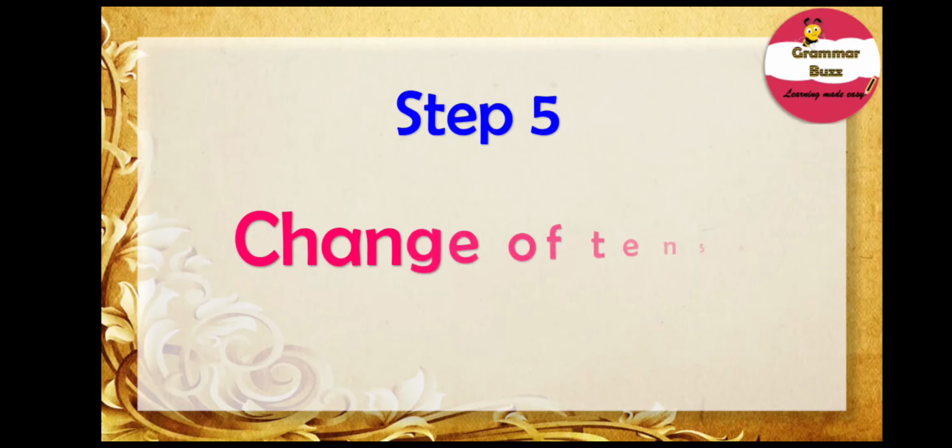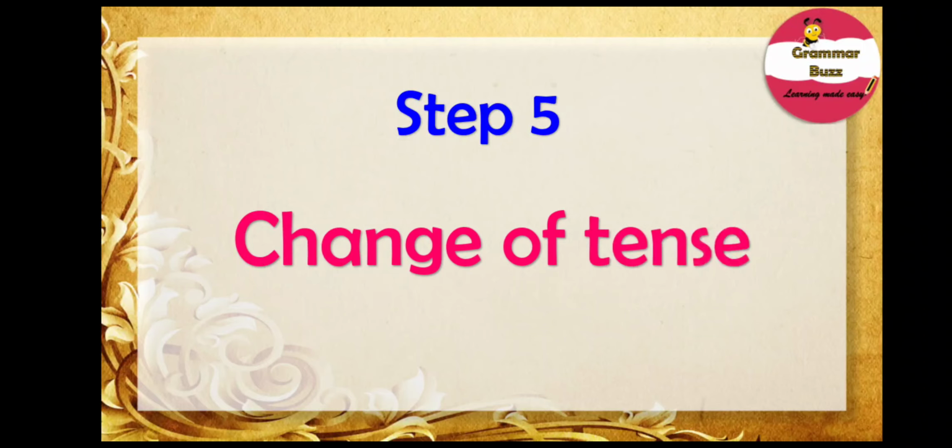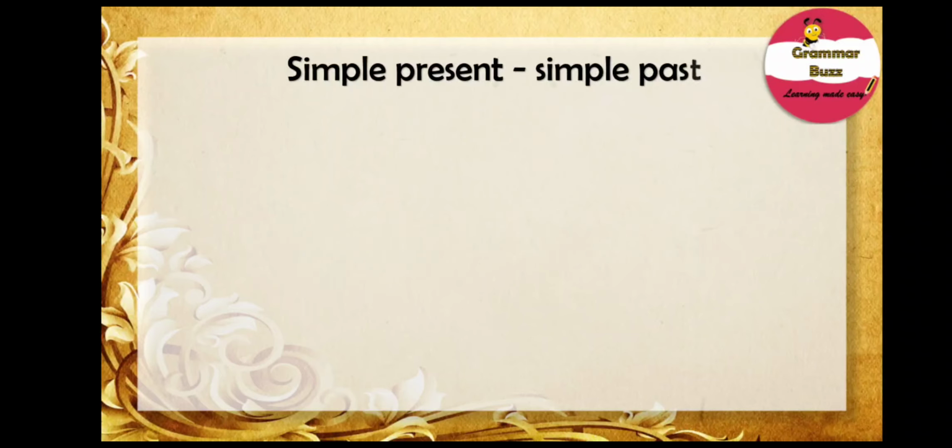The fifth step is change of tense. The fifth step in the conversion of direct speech to indirect speech is the change of tense. This will happen when the reporting verb is in past form and the reported speech is not a universal truth or a habit.